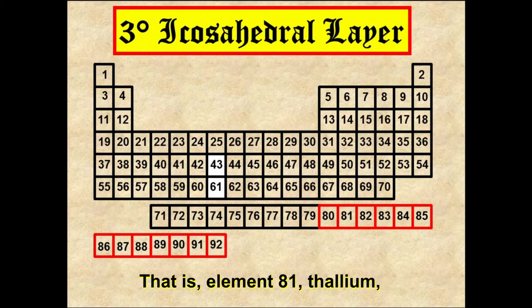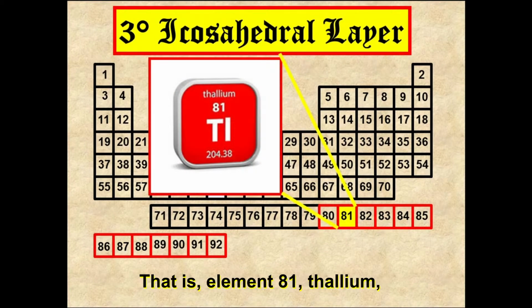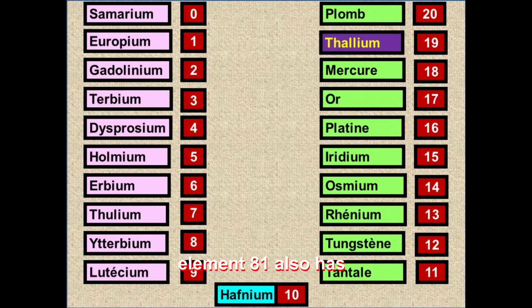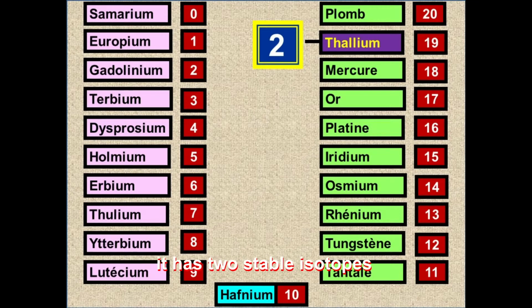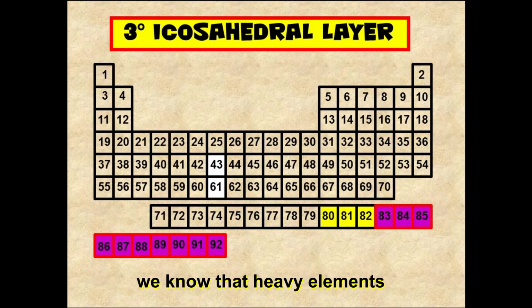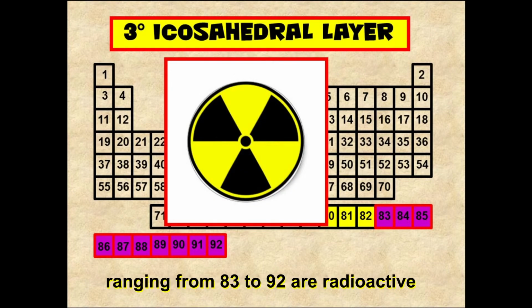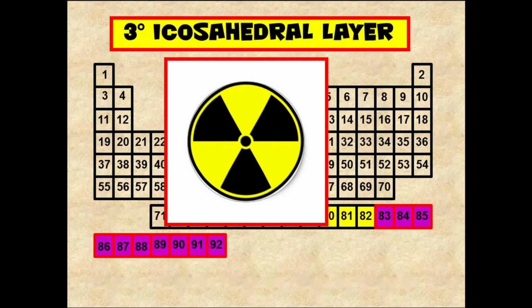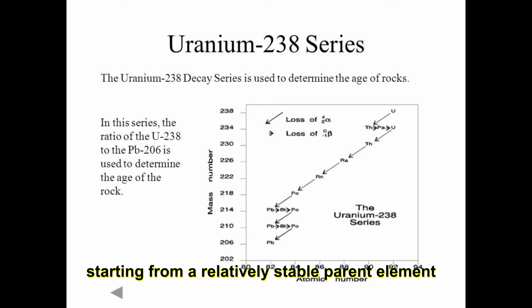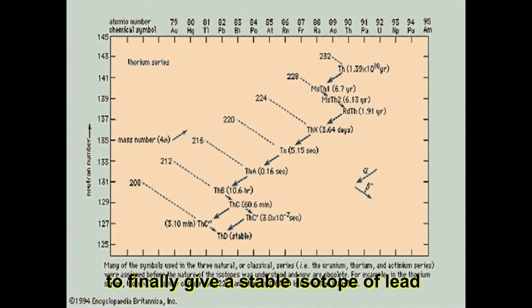That is, element 81, thallium, and element 91, protactinium, are highly unstable. However, element 81 also has a dodecahedral morphology, where it has two stable isotopes. On the other hand, we know that heavy elements ranging from 83 to 92 are radioactive, and that they form disintegration families starting from a relatively stable parent element to finally give a stable isotope of lead.